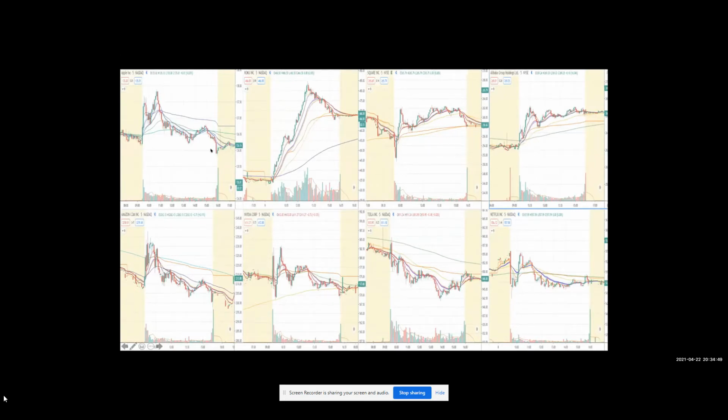But if you're taking a look at each one of these individual charts, I want you to tell me of all these 8 different stocks on this one screen, which stock has those 3 factors that I mentioned. Which stock has the highest volume, clearest trend, and most aggressive buying or selling pressure? You guys tell me in the chat.